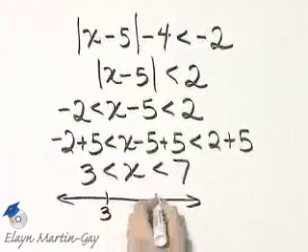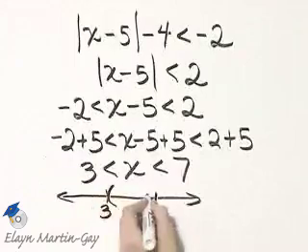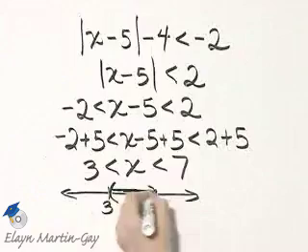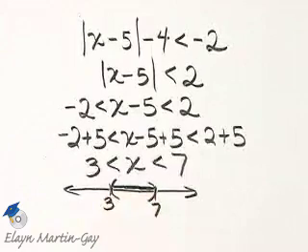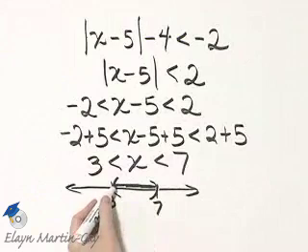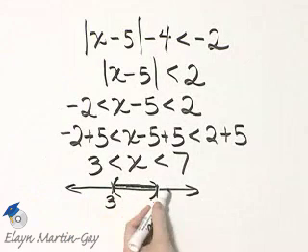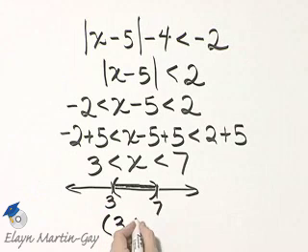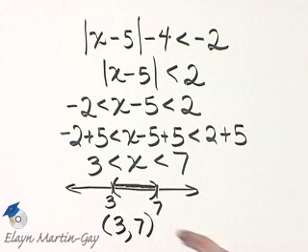So here's 3, here's 7, a parenthesis and a parenthesis, and that's all numbers in between. So there's the graph, and now write it in interval notation by simply writing what you've shaded from left to right. So parenthesis 3, comma 7, parenthesis. There's the solution set in interval notation.